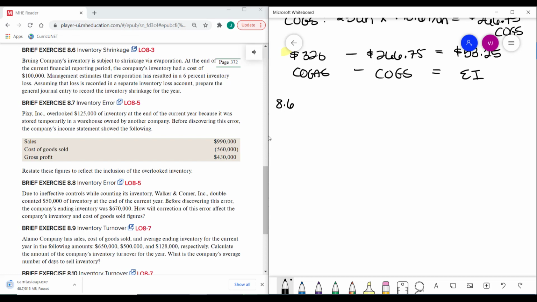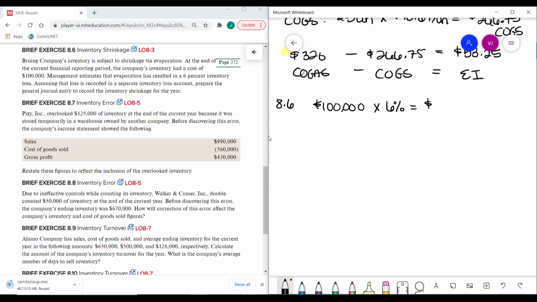Brewing company's inventory is subject to shrinkage via evaporation. At the end of the current financial reporting period, the company's inventory had a cost of $100,000. Okay? Management estimates that evaporation has resulted in a 6% inventory loss. Assuming that loss is recorded in a separate inventory loss account, prepare the general journal entry to record the inventory shrinkage of the year.